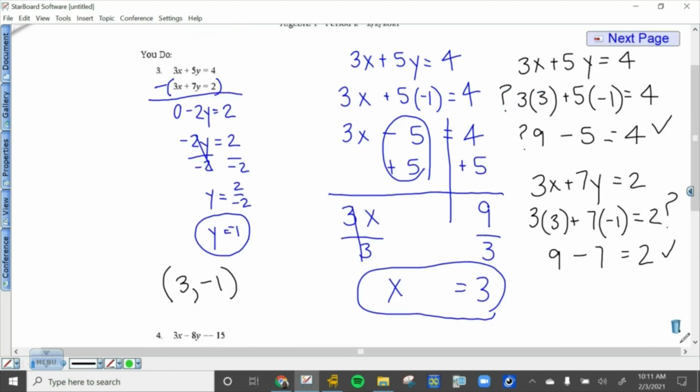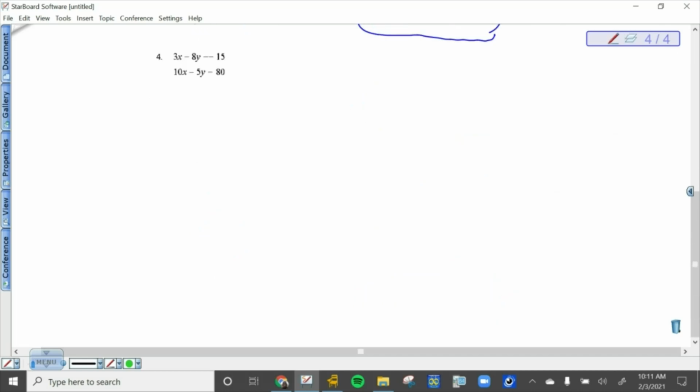Do you want to figure that part out together, and then you guys can figure out the rest? Let's do that. So we've got this one: 3x minus 8y equals -15, and 10x minus 5y equals 80.